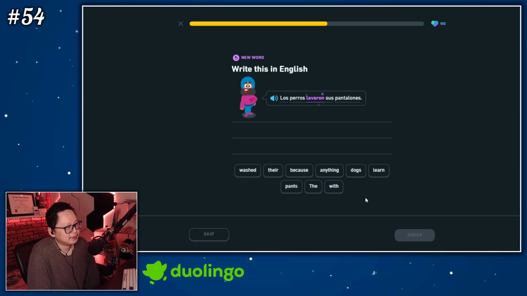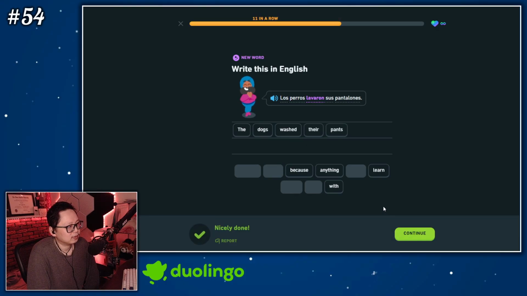Los perros lavaron sus pantalones. Maybe this is like a fairy tale thing, I don't know. I don't know what's the motivation behind this. Yeah, I feel like Duolingo just went off the deep end. Now we have dogs wearing pants.